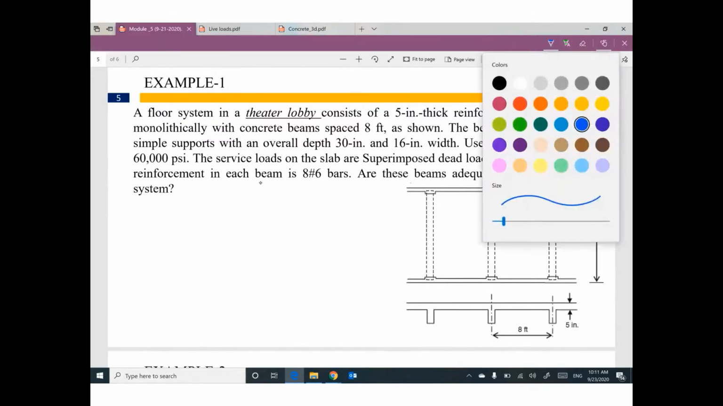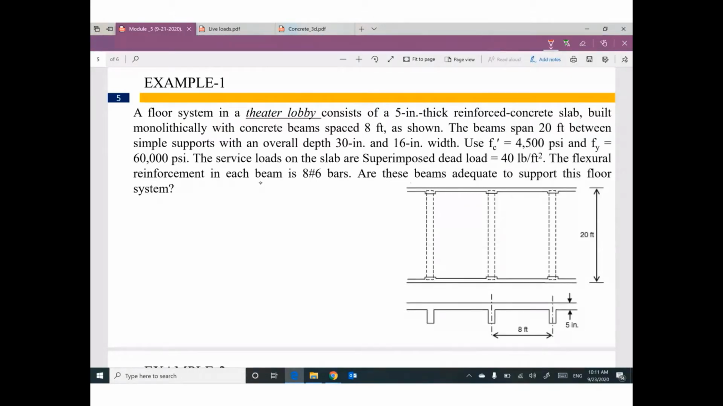these beams, this beam, and this one, and this one, and we have continuous and continuous in this side. And this floor system for theater lobby. So the function of this building is a lobby in a theater.